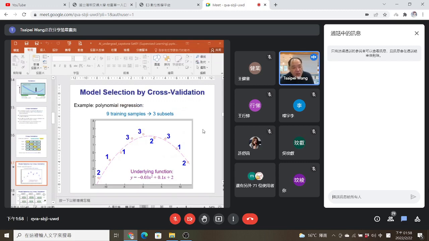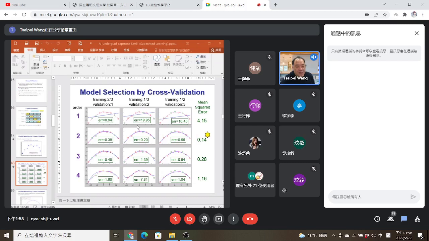Okay. So I usually use this example, polynomial regression, to demonstrate the working of cross validation. In this sample, there are 9 training samples from a second degree polynomial. Some noise is added, and I randomly divide the 9 samples into 3 groups. Okay, the cross validation markers 1, 2, and 3.